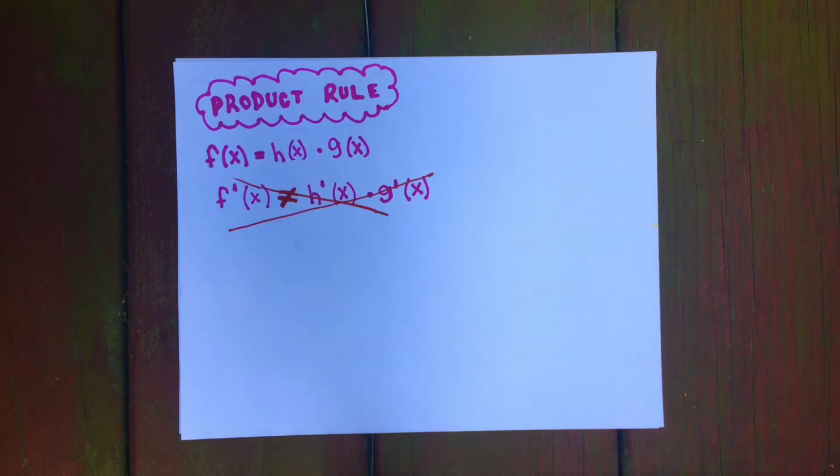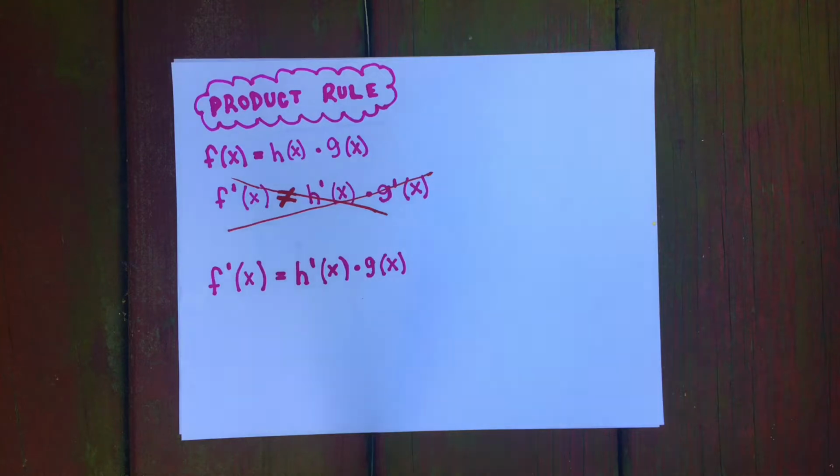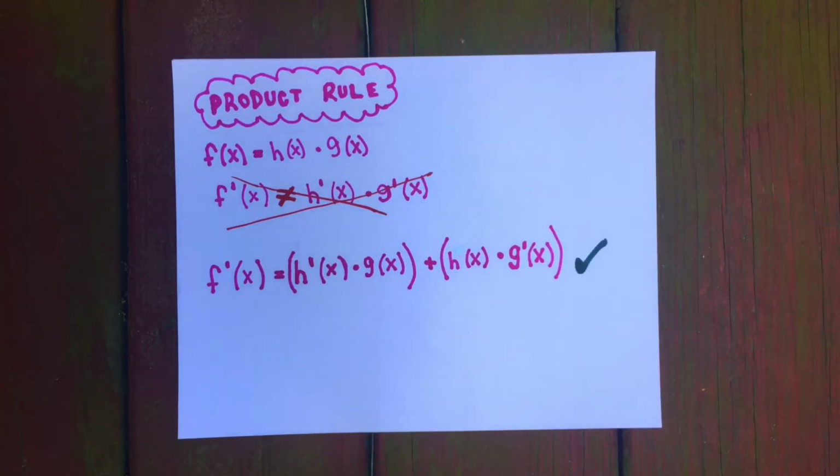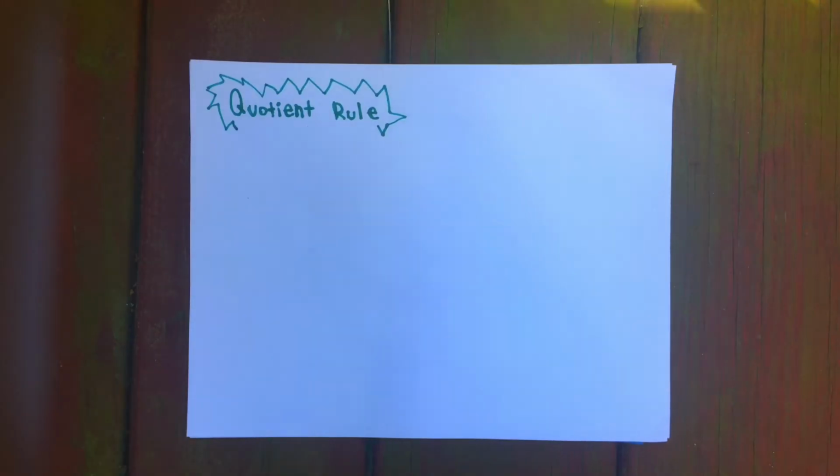Instead, the formula for the product rule states that you must multiply the derivative of the first function by the second function, and then add this to the product of the first function multiplied by the derivative of the second function. The quotient rule is similar, but is used for functions that are being divided and is usually split into a top and bottom equation instead of first and second.